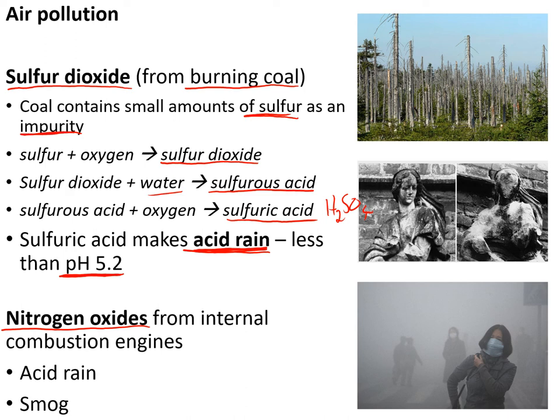It's not like you'd be harmed by it if you were caught in a shower of acid rain. But it has longer term effects on the natural environment and the built environment as well. So you can see here that forest has been poisoned by the effects of acid rain. And acid rain will also poison rivers and lakes, meaning that fewer animals can live in them. That's effects on the natural environment, but also on the built environment.